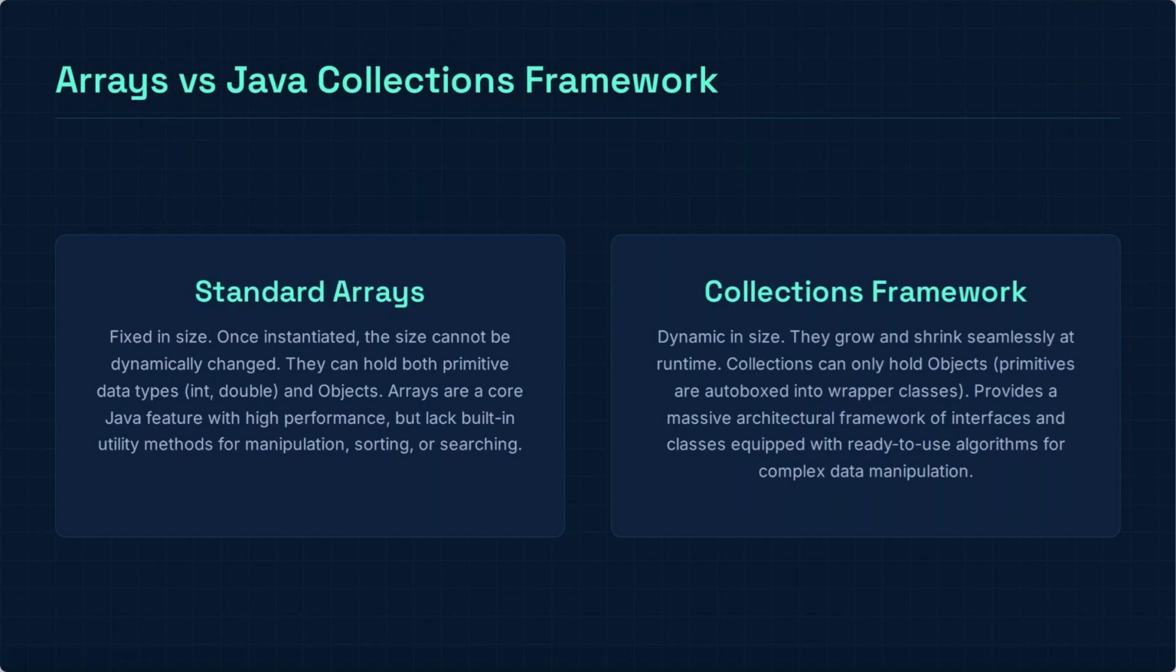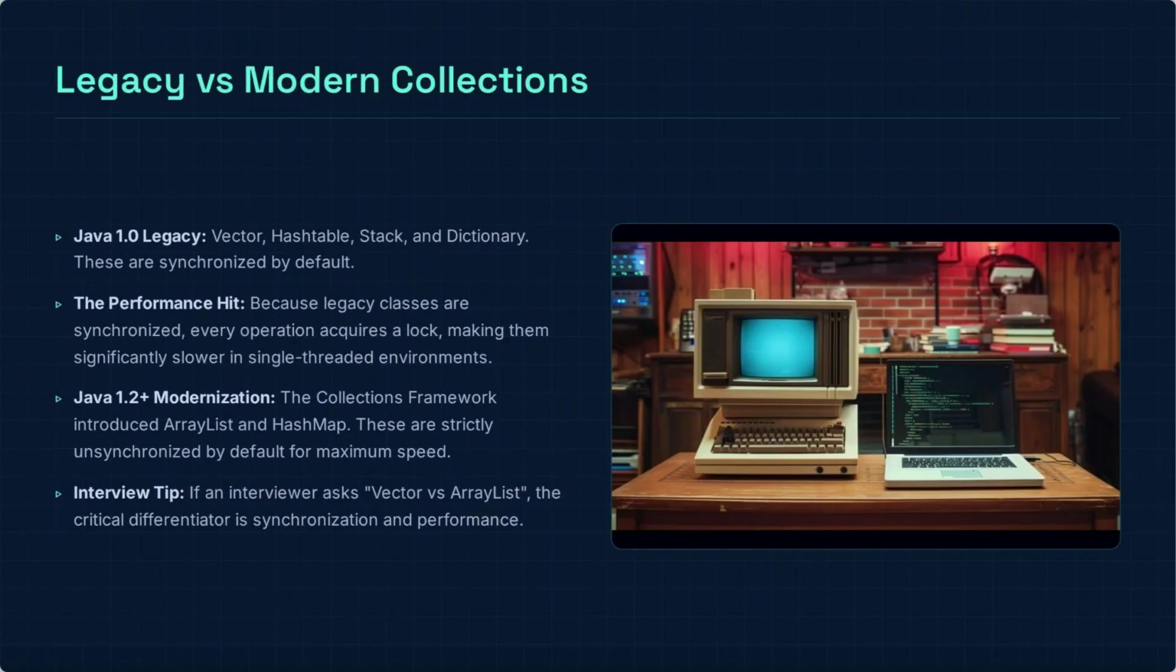or searching. On the other hand, the collections framework is dynamic in size, growing and shrinking seamlessly at runtime. Collections can only hold objects, meaning primitives are autoboxed into wrapper classes. The framework provides a massive architectural system of interfaces and classes equipped with ready-to-use algorithms for complex data manipulation.